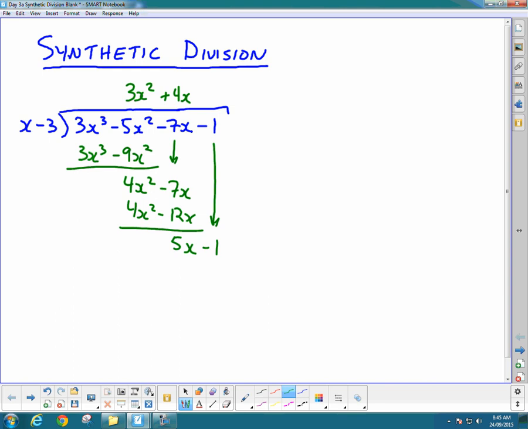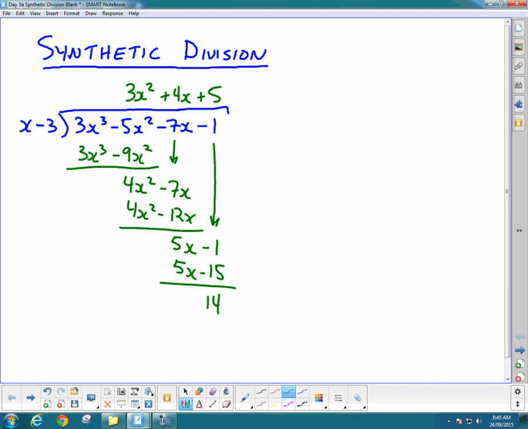Bring down the minus 1. And then I ask, what do I multiply by x to get 5x? It's plus 5. 5 times x is 5x. Minus 15. Negative 1 minus minus 15 is like an add 15, and I get a positive 14, which is a remainder of 14. So the long division is still good.